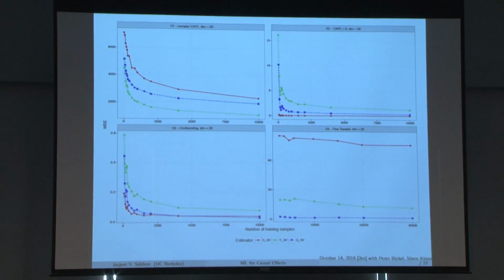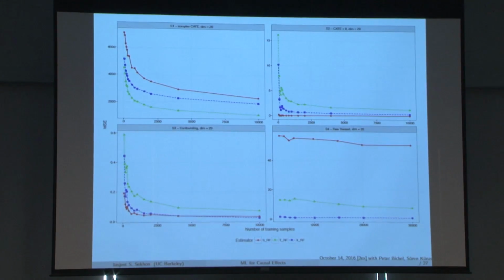This figure is a little hard to see, a little harder than I even thought. The key thing to learn is: the blue line is the x-learner, the green line is where I estimate treatment and control separately, the t-learner, and the red line is the s-learner, where I do it all in one go. And the key thing to learn is that one of them is never the best, right?